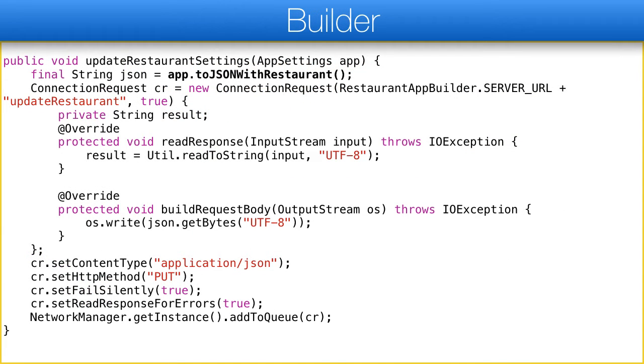Now let's look at sending this data to the server side. Up until now, when we sent data, it didn't include all the information we needed. So we created a new version of the app settings call with the restaurant details. This allows us to still reuse the existing object from the restaurant model.